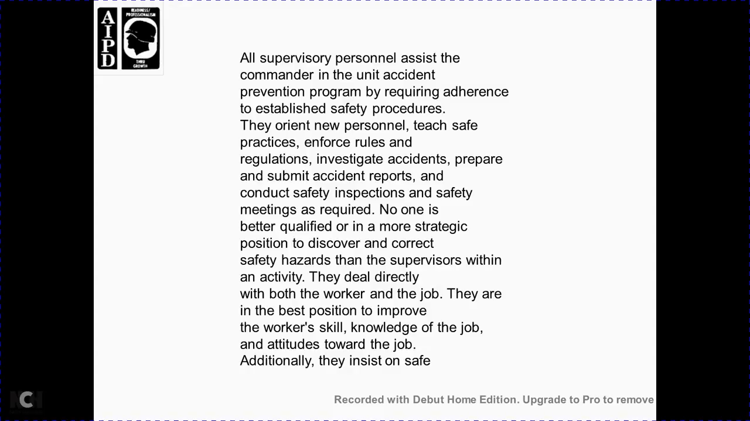No one is better qualified or in a better position to discover and correct safety hazards than the supervisor within the activity. They deal directly with both the worker and the job. They are in the best position to improve the worker's skill, knowledge of the job, and attitude toward the job.